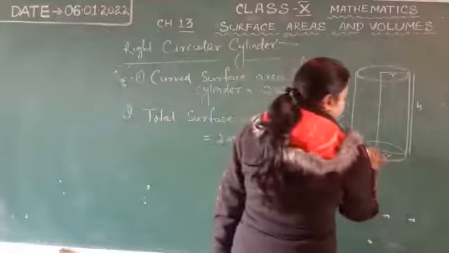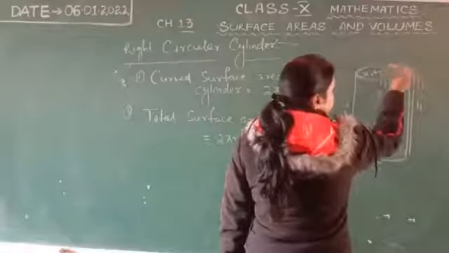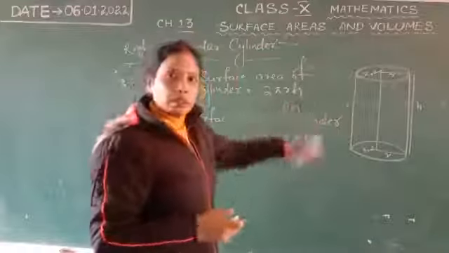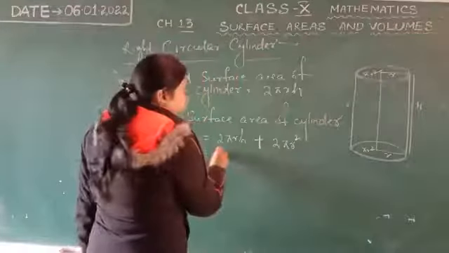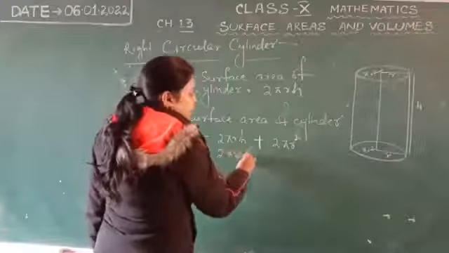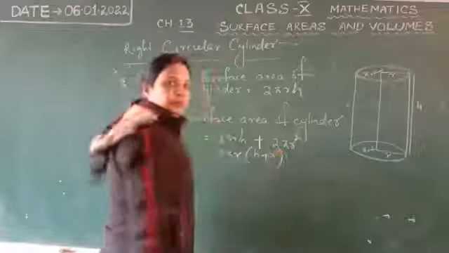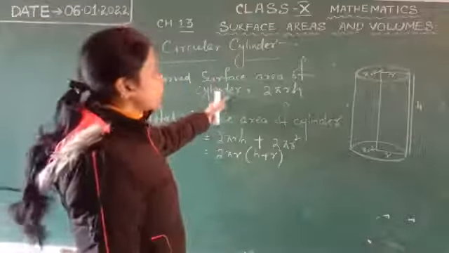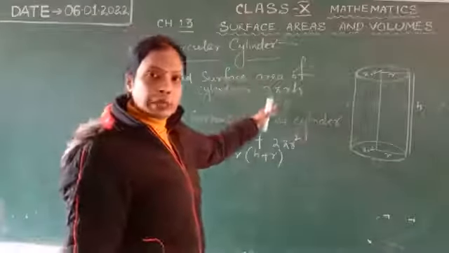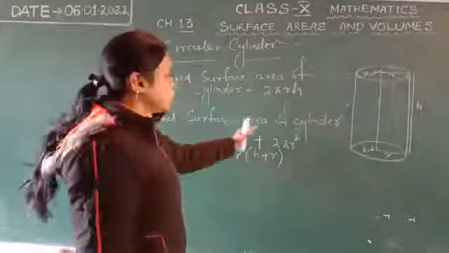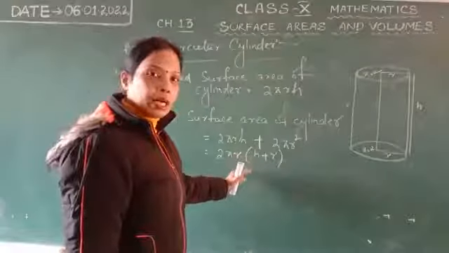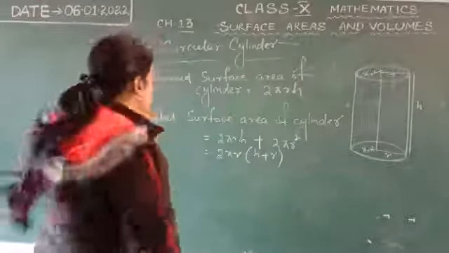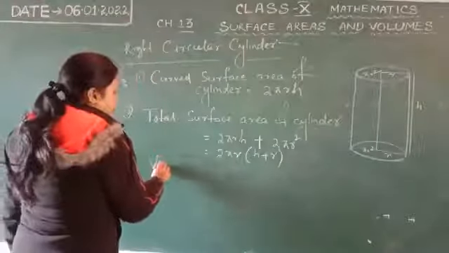This is pi r square, this is also pi r square, and the curved surface area is 2 pi r h. So the total is the sum, and here you can take common 2 pi r, so then h plus r. Okay, so now the curved surface area of the cylinder is 2 pi r h, and the total surface area of the cylinder is 2 pi r into h plus r. Then come to the volume, the third one is volume of a cylinder.